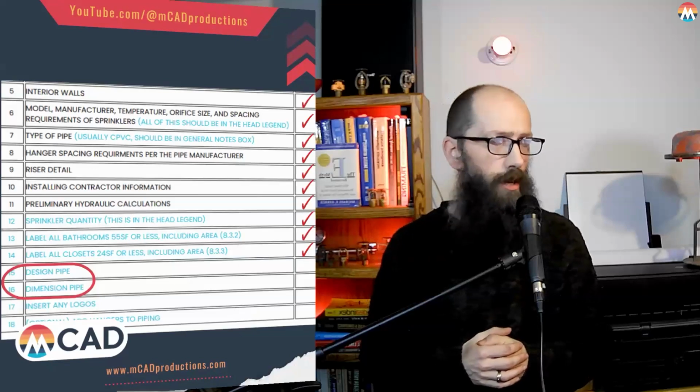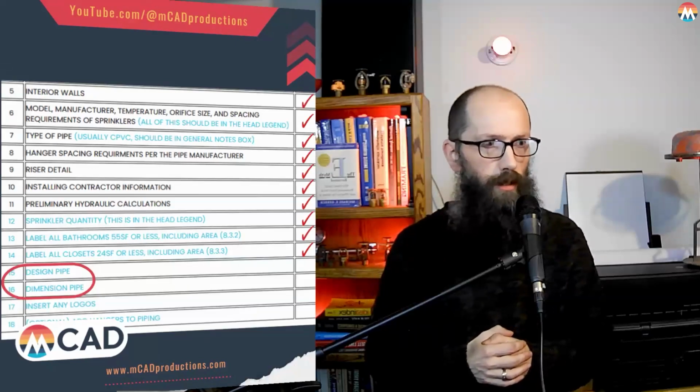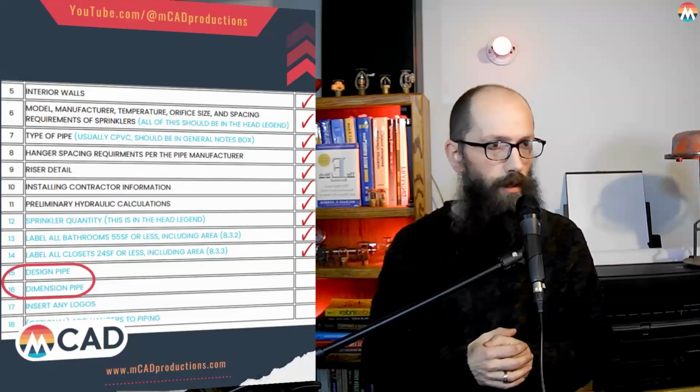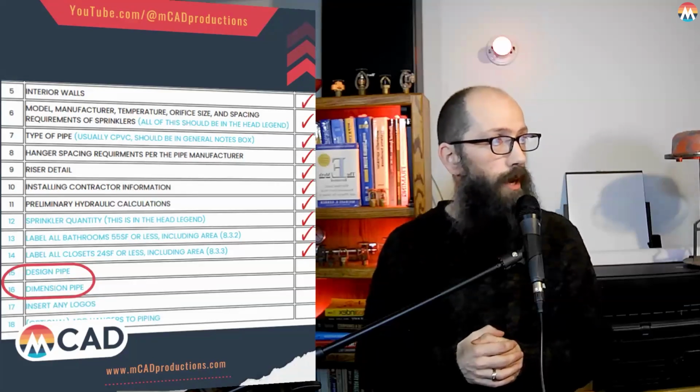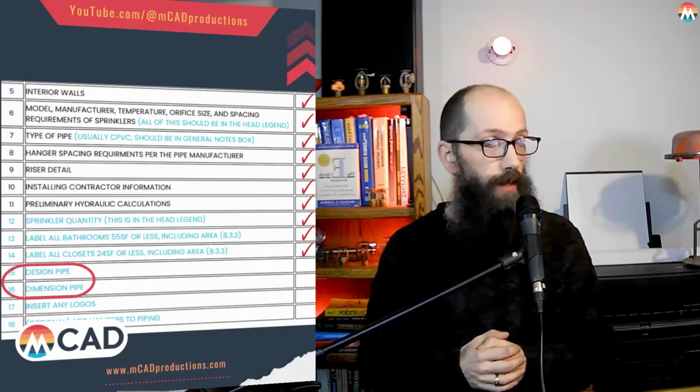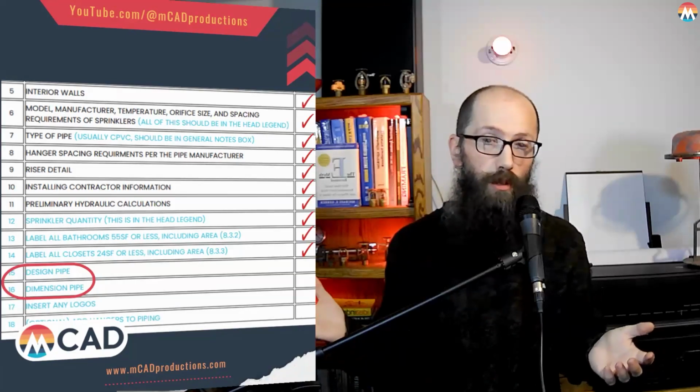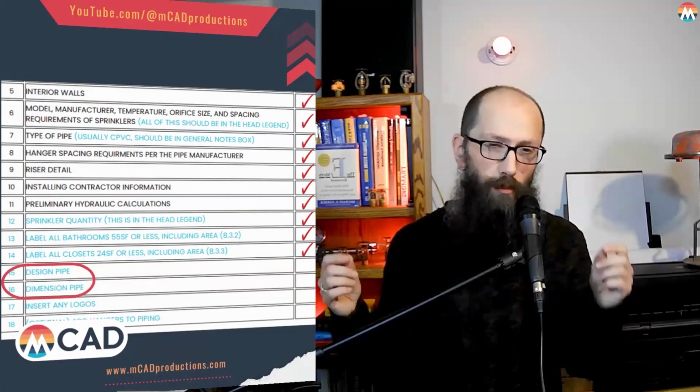Now, next thing on our list, let me see, where are we at here? On time, and okay, good. We're looking pretty good. Next thing, design pipe and dimension pipe. And that was basically our pre-calc checklist.